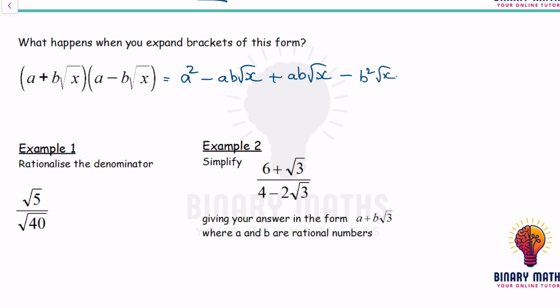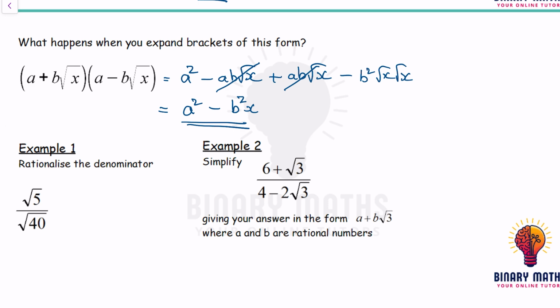root x root x. Now root x times root x, I can simplify that later. But what I do realize is the middle terms do simplify out. So I end up getting a squared, take away b squared, and root x multiplied gives you just x. Now if you look at this expression that I've got, there are no surds involved in it, which means I started off with expressions involving surds, but I end up with an expression without surds.